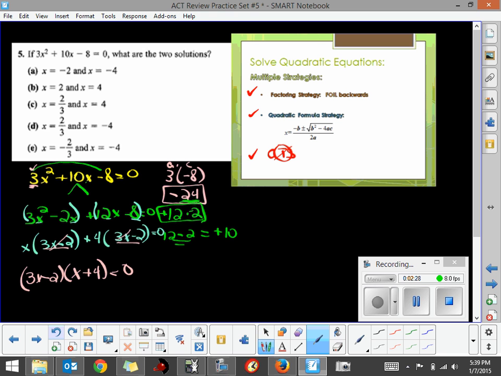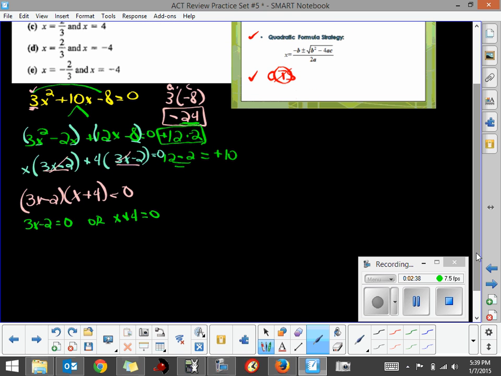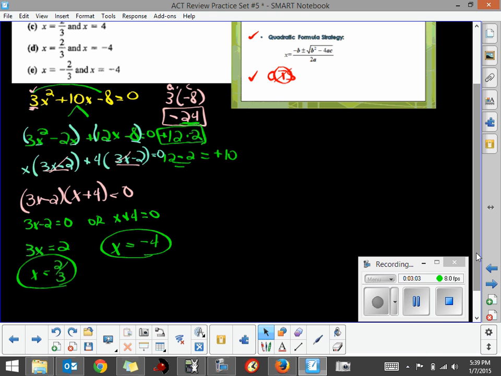Now once you have it factored, you set each factor equal to 0. 3x minus 2 equals 0, or x plus 4 equals 0. Anytime you multiply two numbers together and your answer is 0, one of those two numbers has to be 0. So now we'll figure out what value of x will make our first one equal to 0. That's 3x equals 2, which means x is equal to 2/3. So one solution is 2/3. This one says, what number can I add to 4 to get 0? Well, that is when x is a negative 4. There's my second solution.